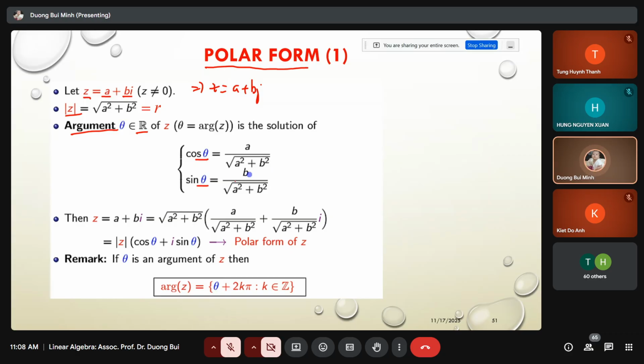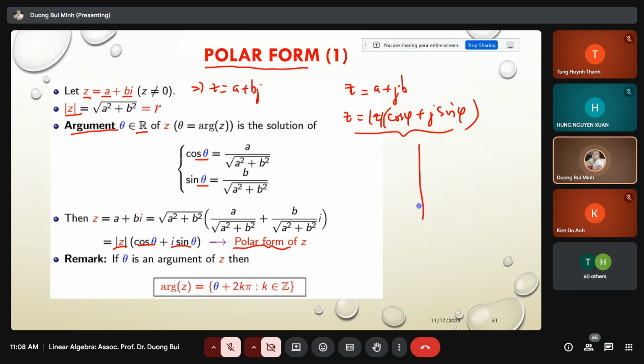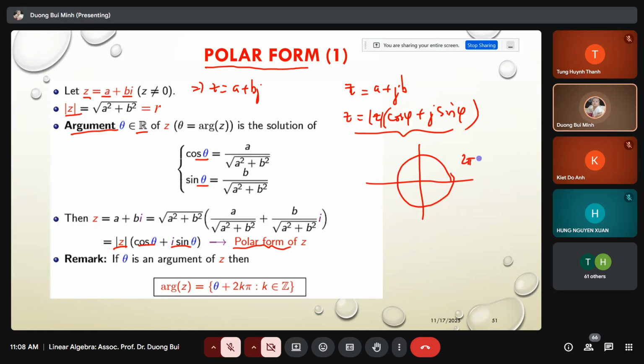And we can get z equals the absolute value of z times cosine theta plus j sine theta. We discussed this before, and this one we call the polar form. That means if we have z equals a plus jb, we write z as the absolute value of z times cosine phi plus j sine phi. So this is the polar form.